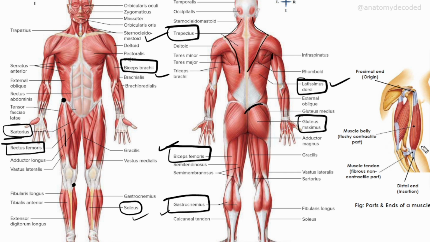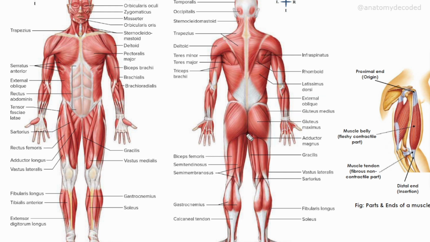So just a brief overview of the important muscles. Details of these muscles you'll be learning when you learn the specific regions. For example, upper limb anatomy, lower limb anatomy, such regions.